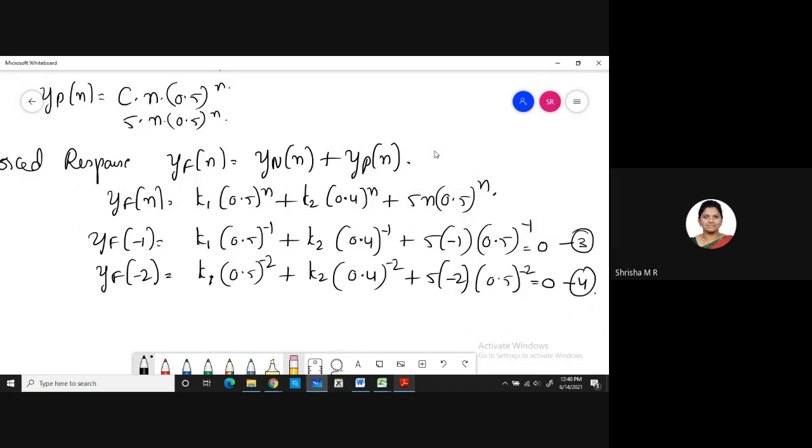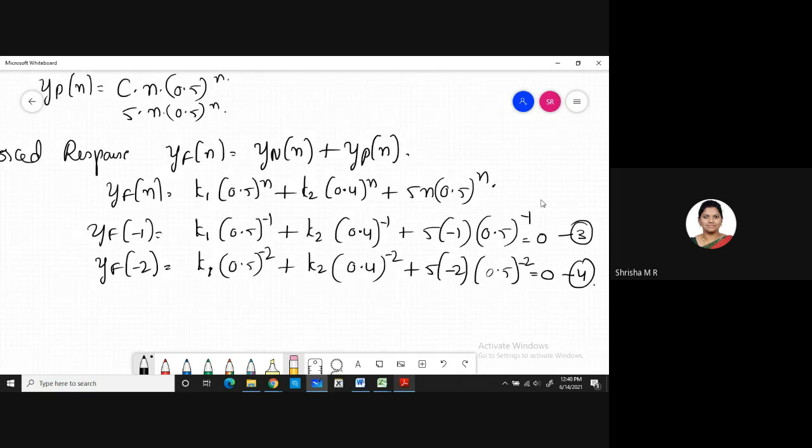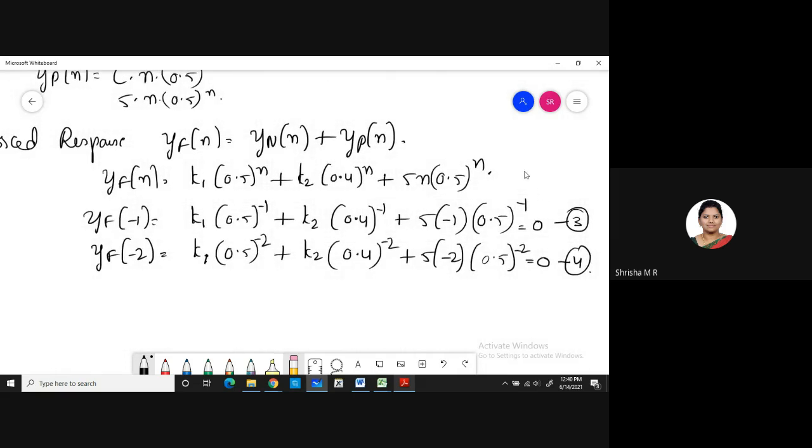Because while finding the forced response, we'll assume 0 initial conditions. So I have put 0 and 0. Previously, they have given you 1 and minus 4. We have used that for natural response. That is fine. When you are finding forced response, assume 0 initial conditions and find out K1, K2. So now you solve for K1, K2 and tell me what you will get.